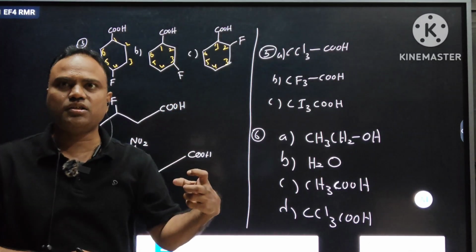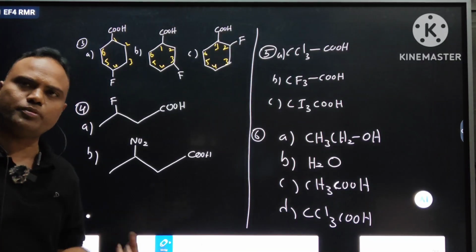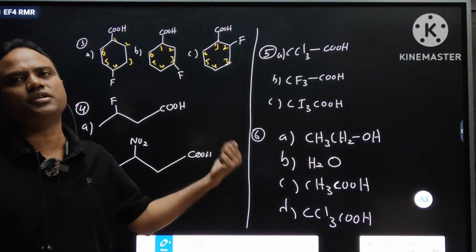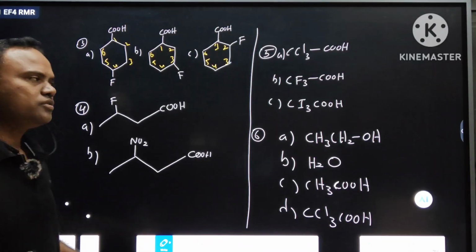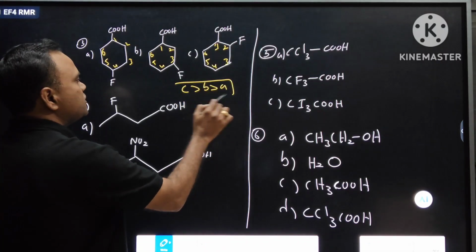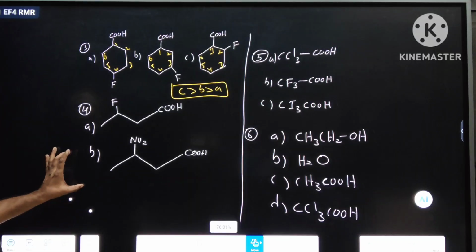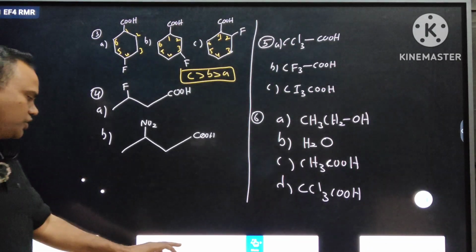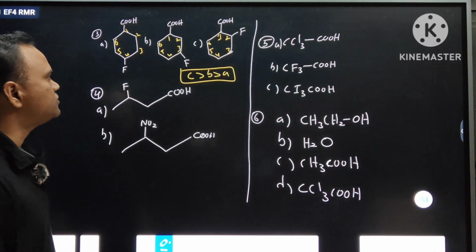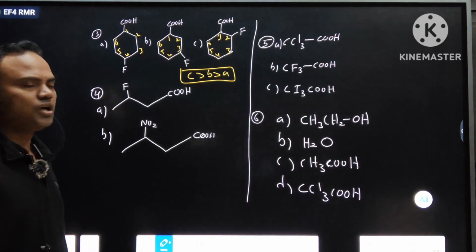If minus I is present closer, then the compound will be more acidic, because for acidic nature minus I groups should be present. All are having minus I groups only, but in which is minus I very close? In C. So C greater than B greater than A. A is least acidic. Why? Because in A the minus I group is away from the COOH. Got it? Right. New students, did you get this? Yes.